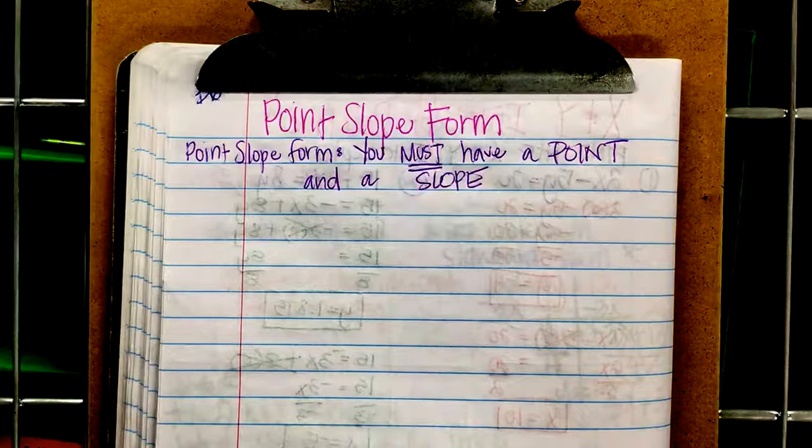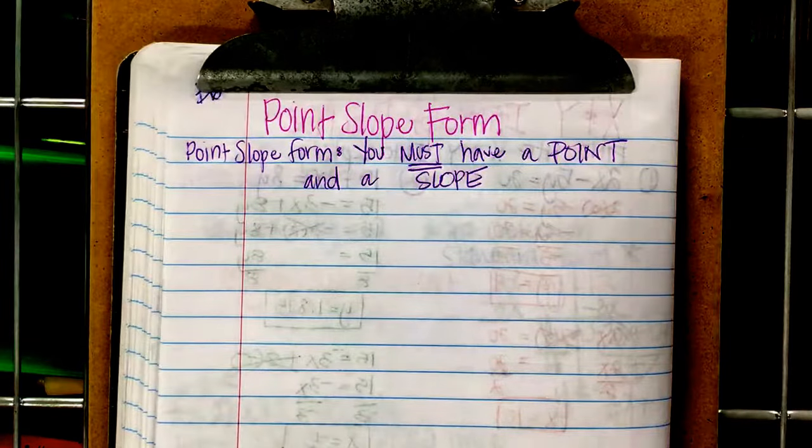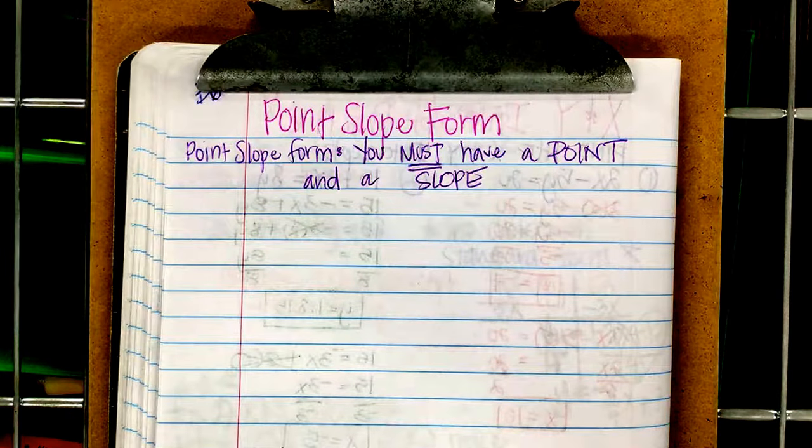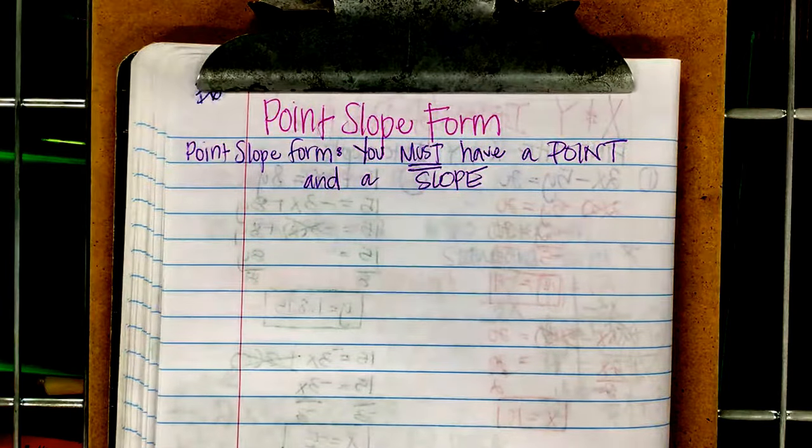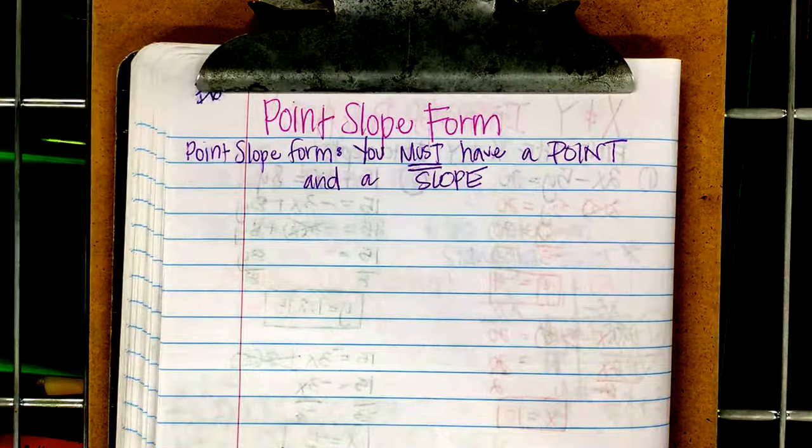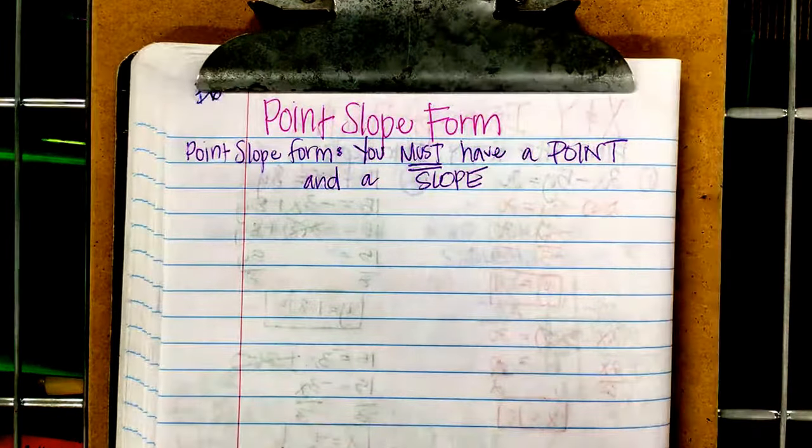Point slope form. You must have a point and you must have a slope. It's named point slope form for a reason. The reason it's called the point slope form is because you must have a point and a slope.